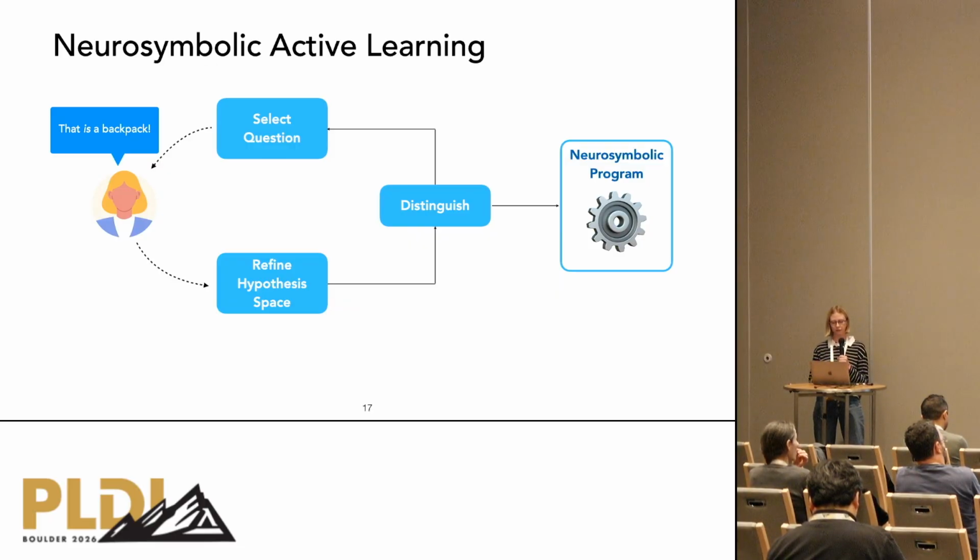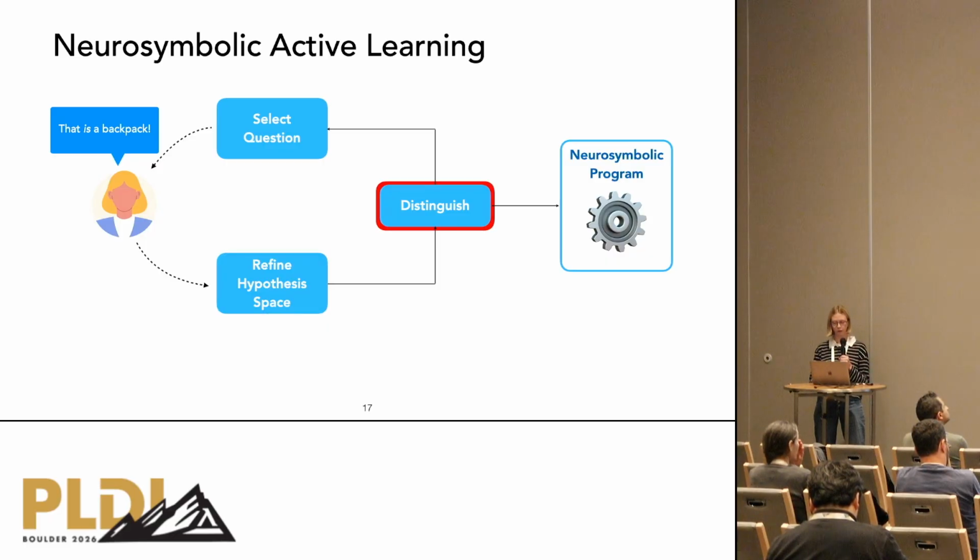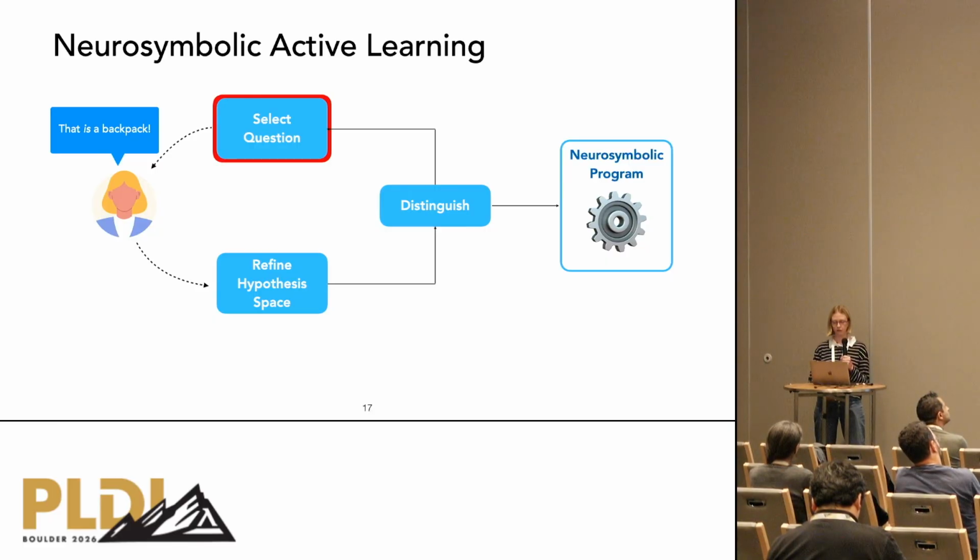In each round of active learning, programs are eliminated from the hypothesis space, either because the user provides new examples or provides a new ground truth label, which narrows down an output set. After refining the hypothesis space, we can check whether it's been fully disambiguated. If it has, we terminate active learning and return some program. If not, we select a new question to ask the user.